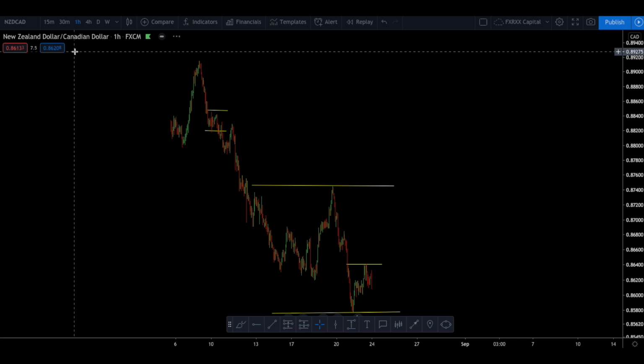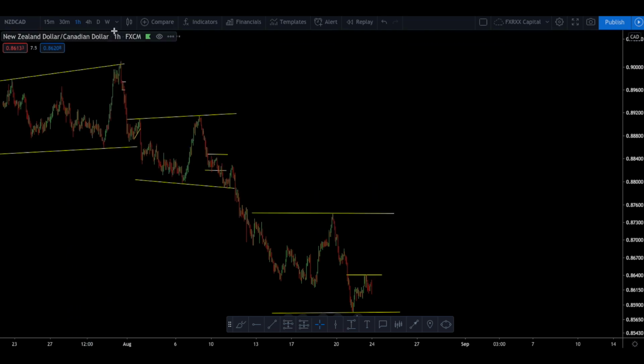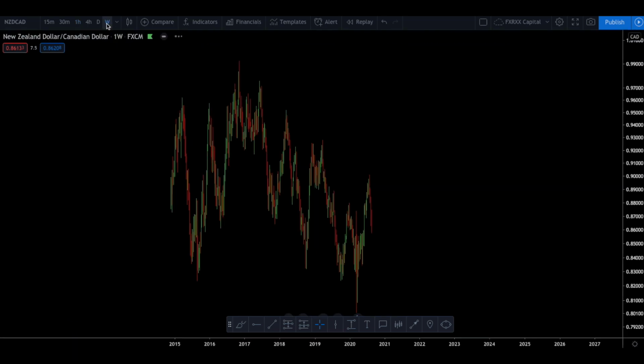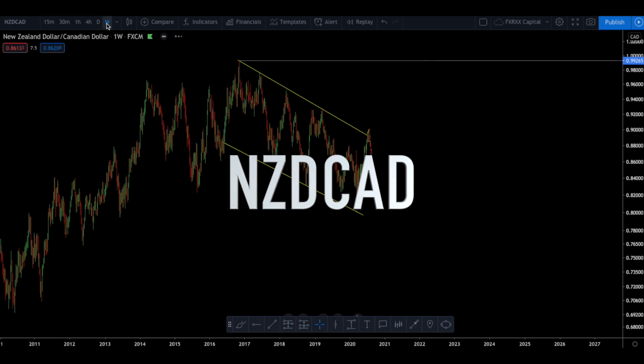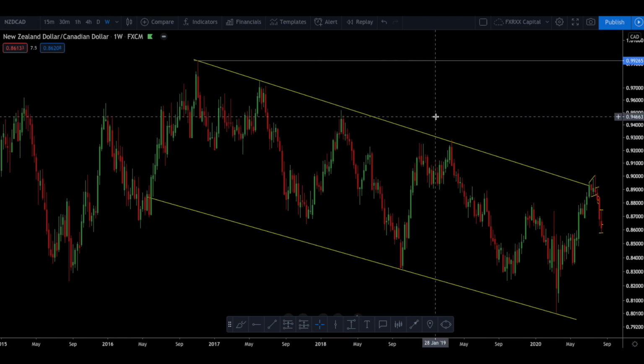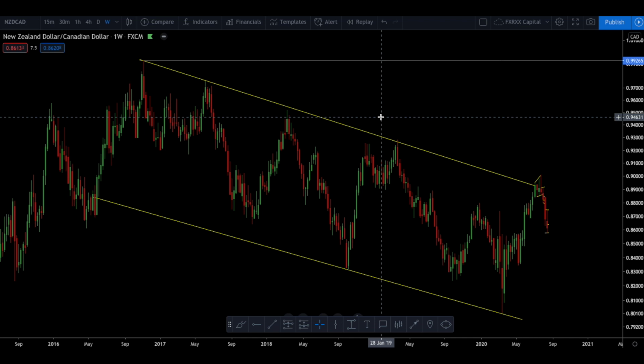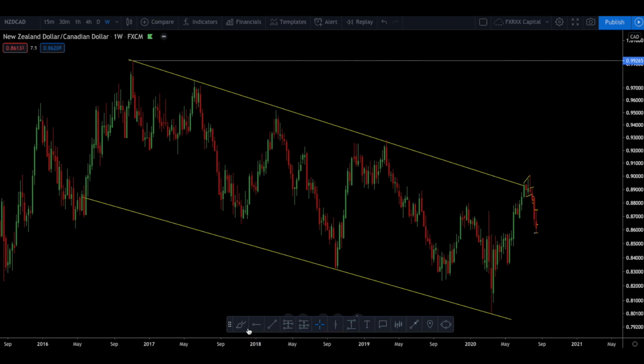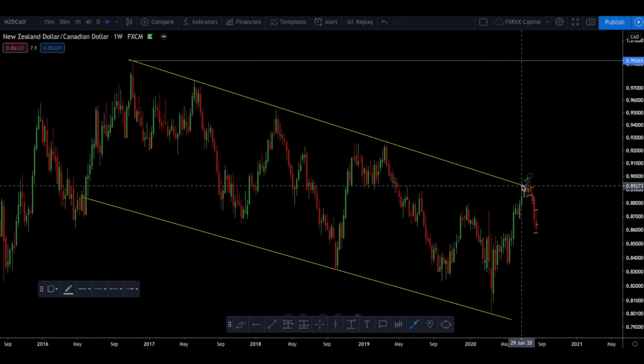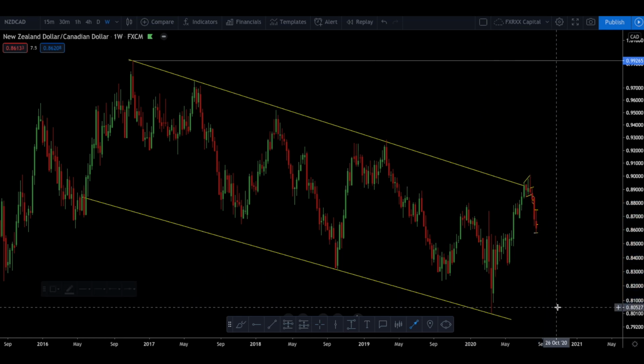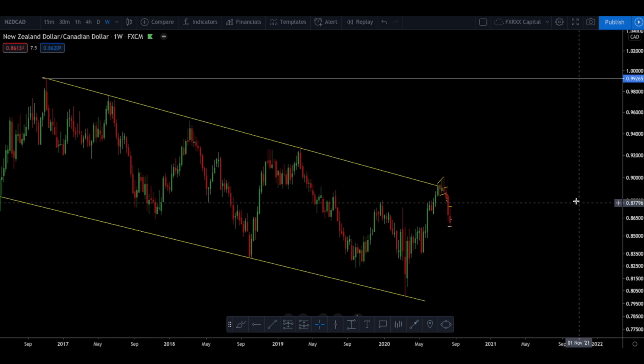Next we move to the next pair, which is Kiwi Canadian dollar. This is a very clean structure for the past few weeks. We forecast this pair many times for the past few weeks that we expect price to move to the downward from this area, and price did move to the downward.